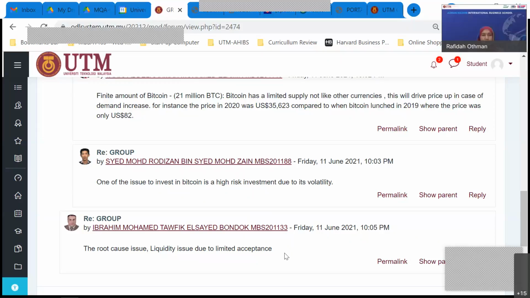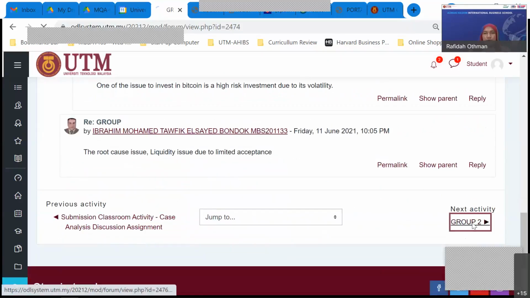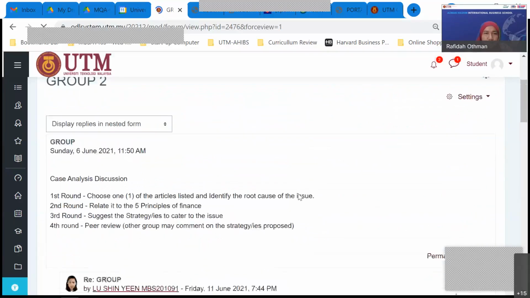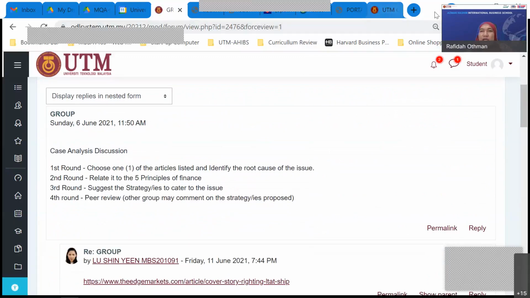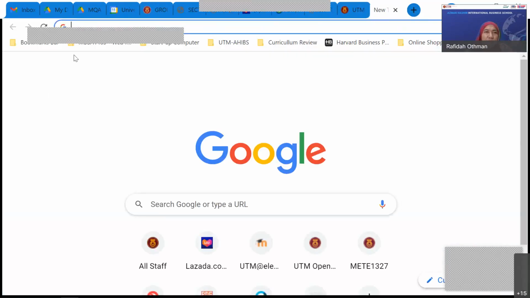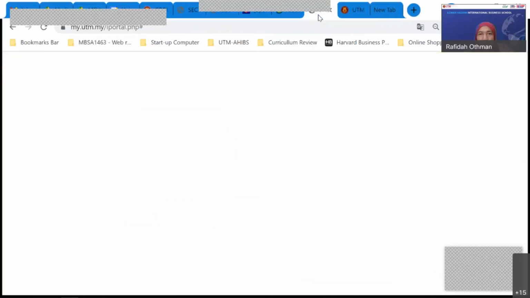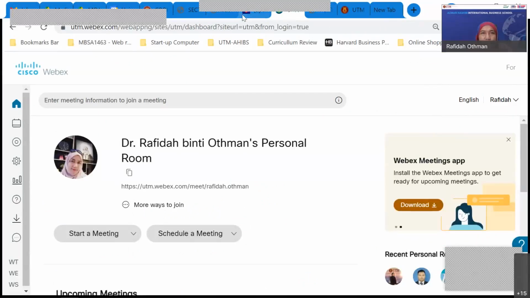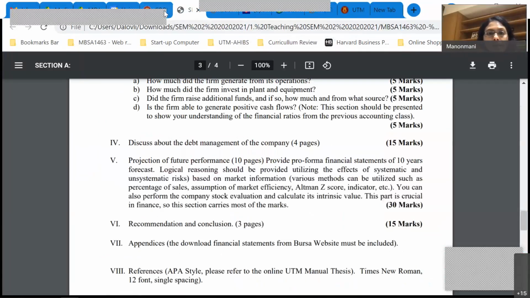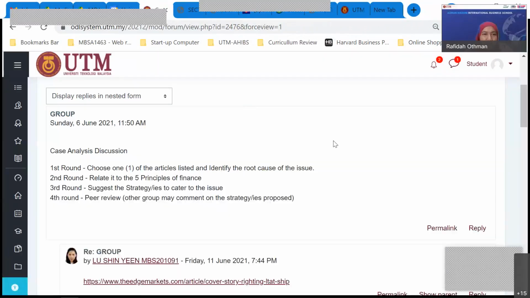Okay. So this is the issue of liquidity, right? Okay, so this is from group 1. So let's see from group 2. Oh, very interesting when we talk about cryptocurrency. So actually, I wanted to share with you one. Okay, if group 2 is ready, group 2 is ready. Wait, where is it? Okay, so this is group 2.